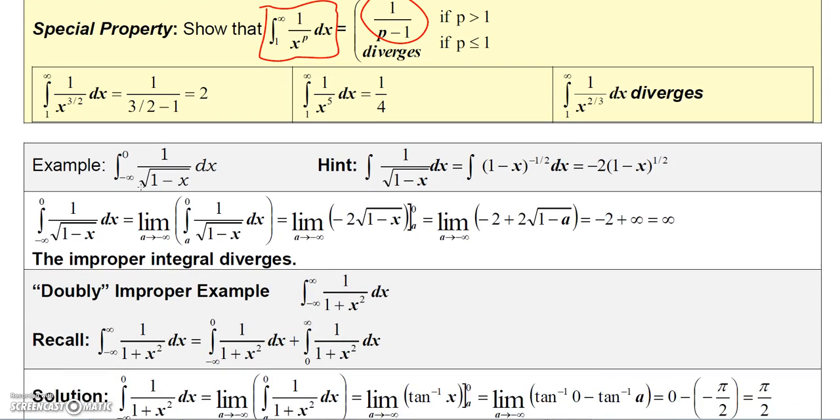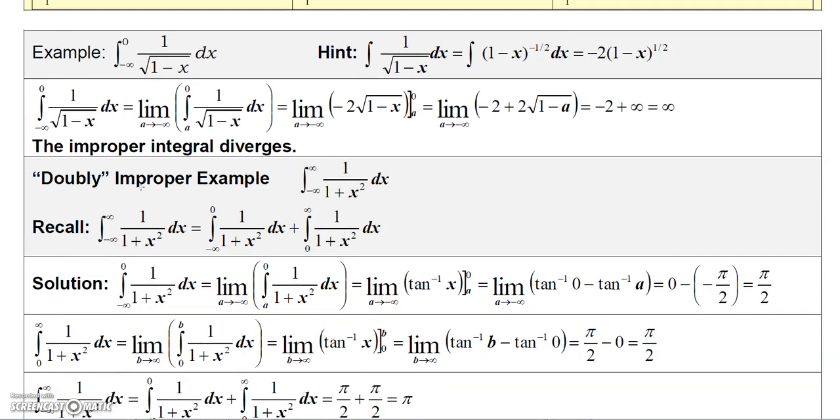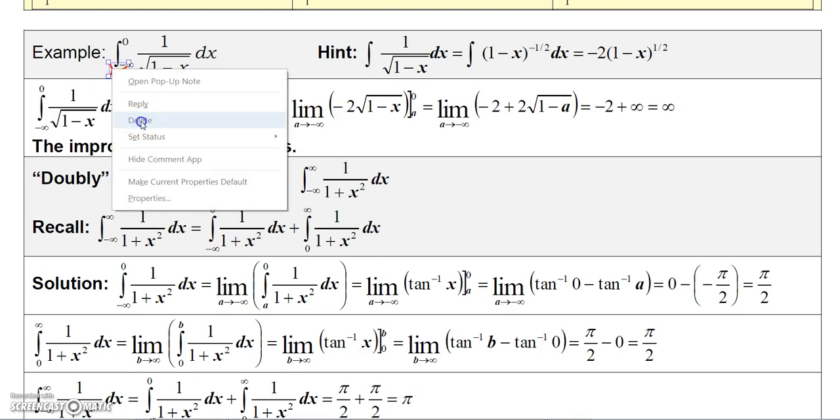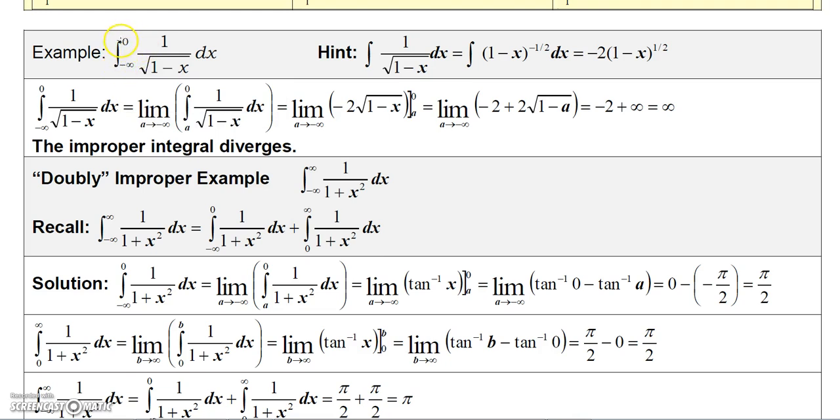Okay, now let's take a look at another example. This time the lower limit has the infinity. So I'm going to integrate from negative infinity to 0. If we integrate this, it would be the same as integrating 1 minus x to the negative 1/2 dx. And when we integrate that, we get minus 2 times 1 minus x to the positive 1/2.